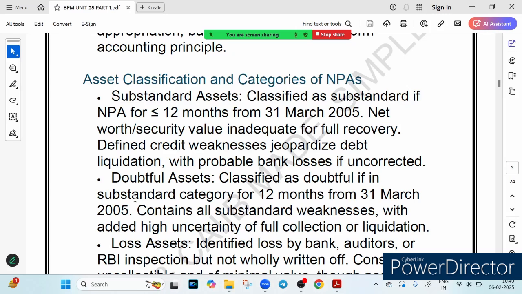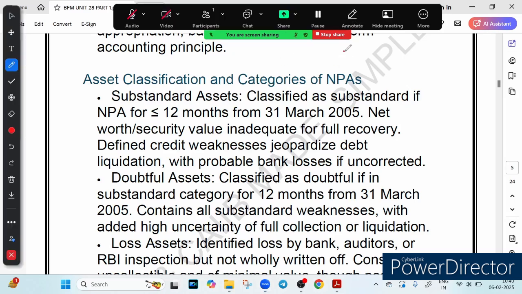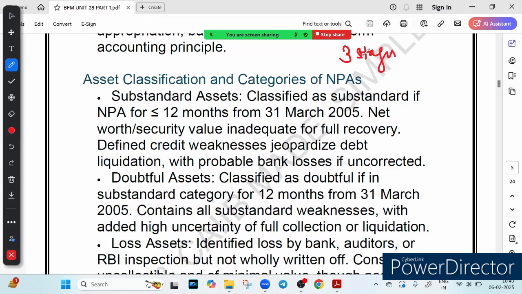There are three stages of trouble. The first stage is what we call a substandard asset. You can see it clearly written here. The substandard asset is the first warning signal. A loan is classified as a substandard asset when it has remained NPA for up to 12 months. If the loan has remained NPA for 12 months, it will be classified as a substandard asset.